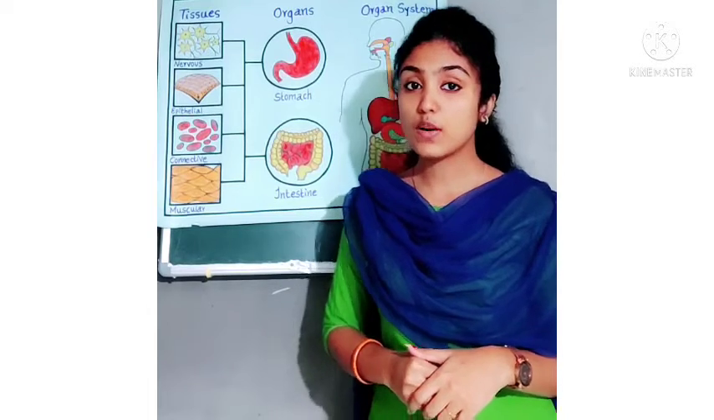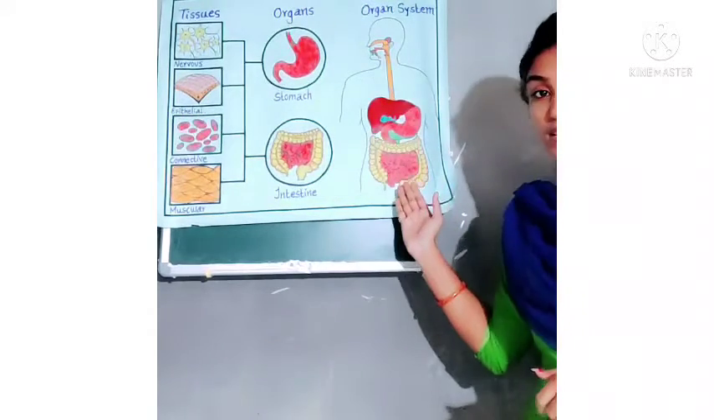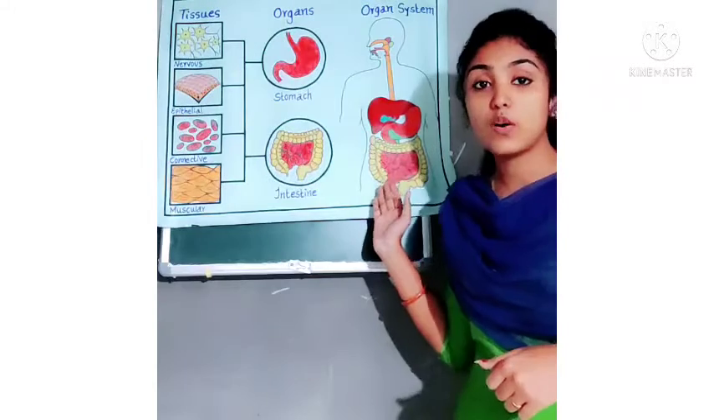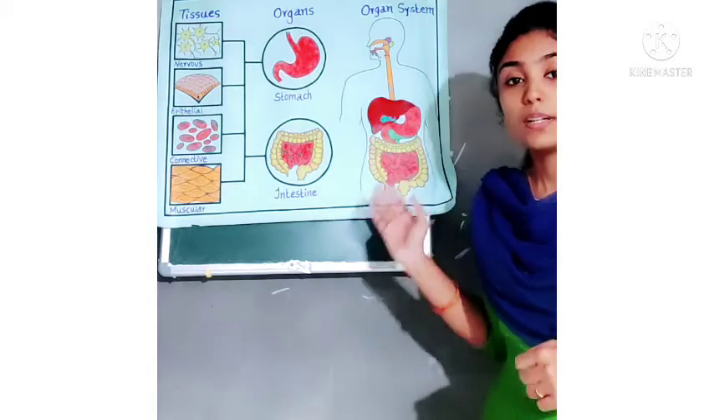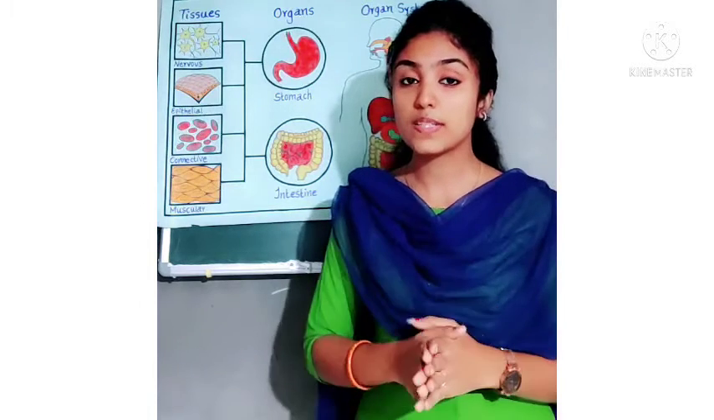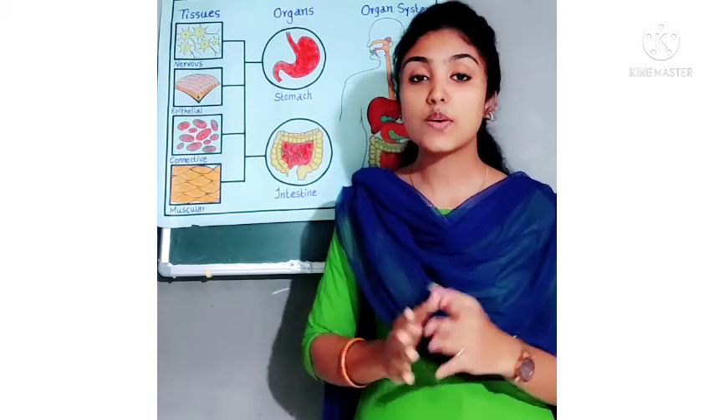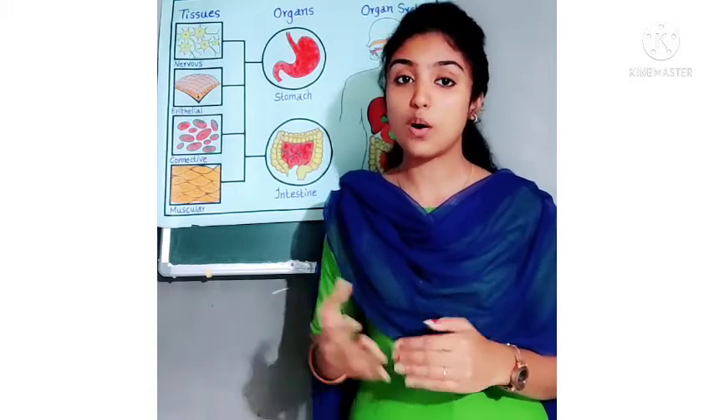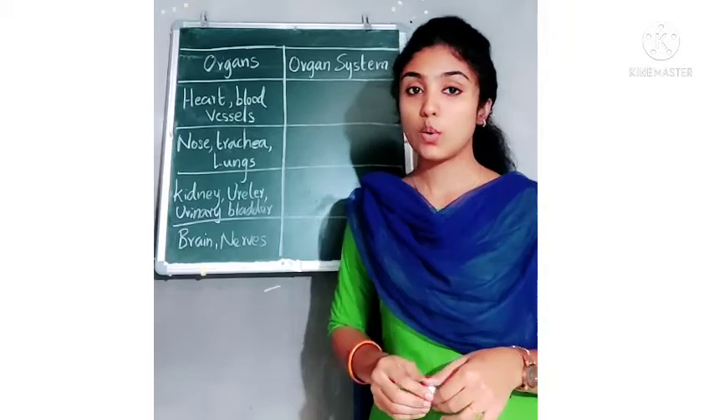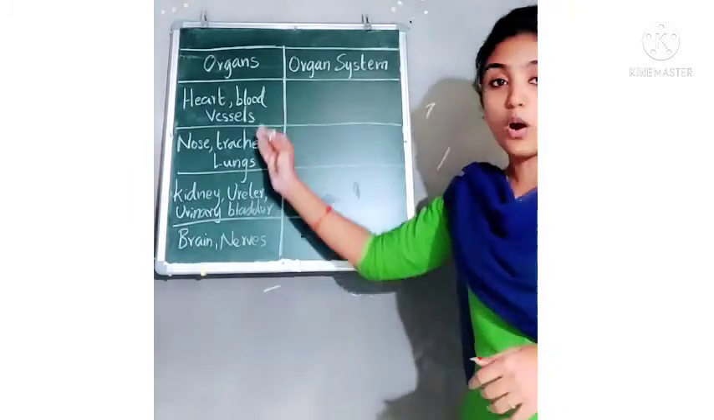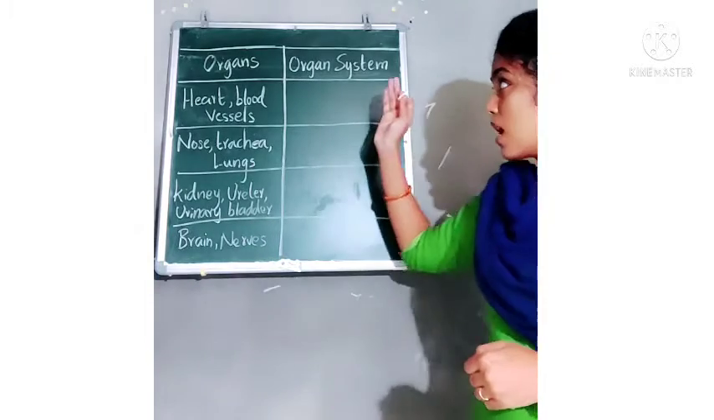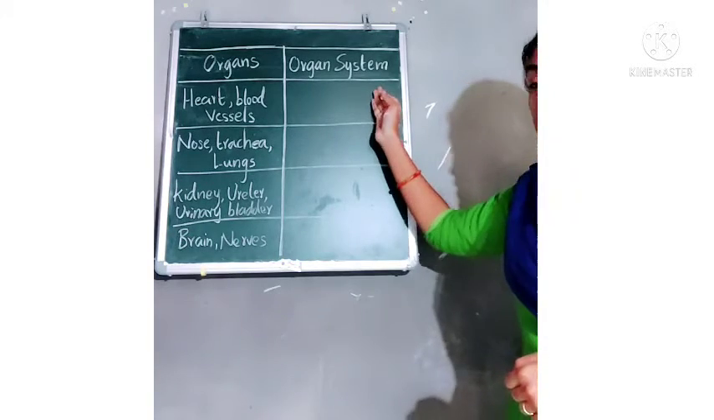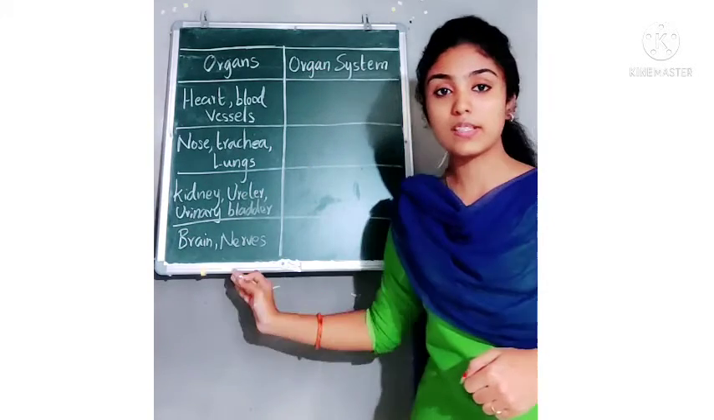Our body consists of not only this organ system. Here the example of digestive system is given. But in our body, is there only the digestive system? No, our body consists of many other organ systems. So let us find out which are the other organ systems. So here the names of some organs are given, and we have to find out the organ system associated with these organs.